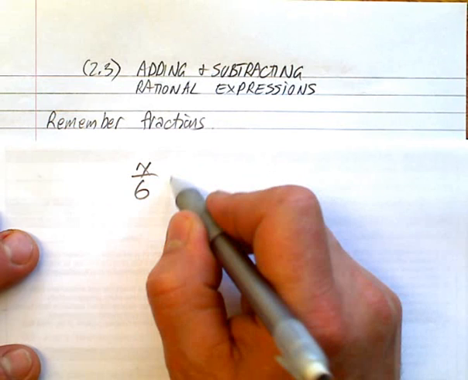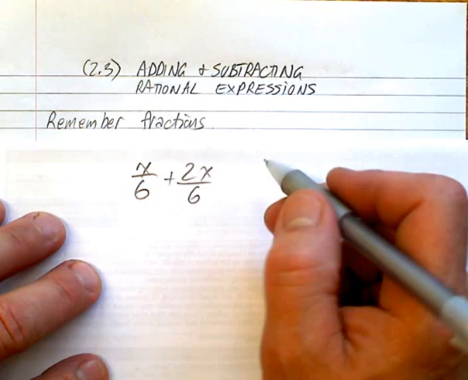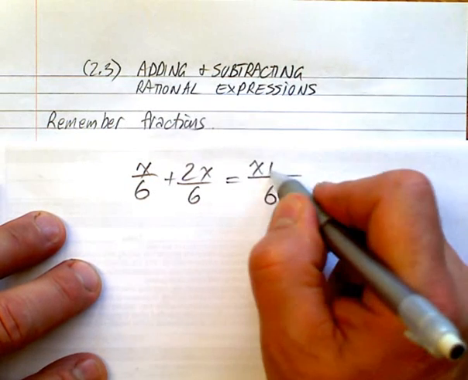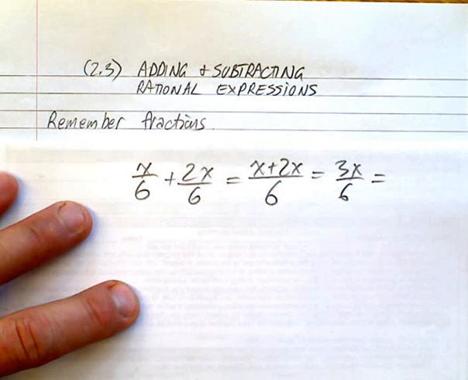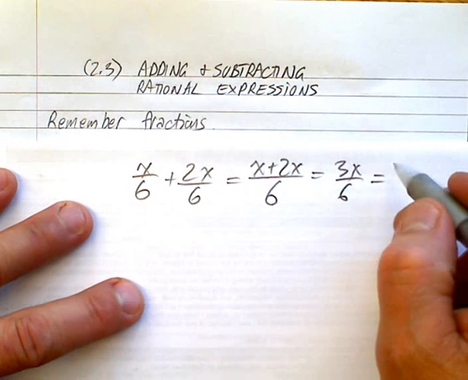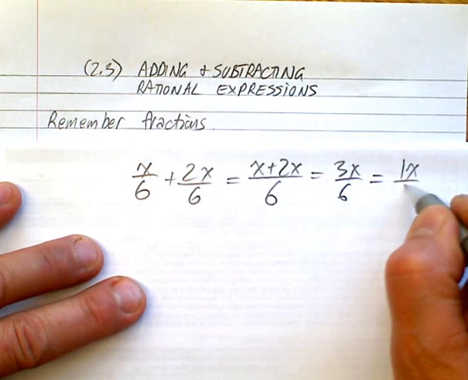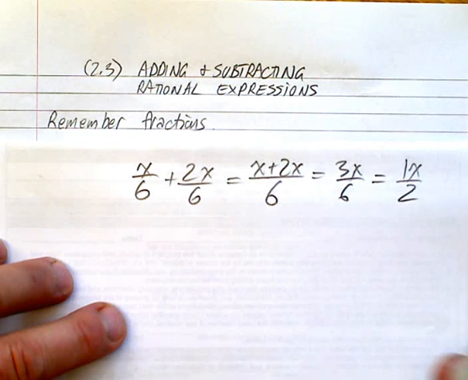If you have x over 6, 2x over 6, and you are adding them together, hopefully you can see you already have a common denominator, so you're simply adding the numerators. You get 3x over 6. You're almost done. At this point, as I've told you, you need to simplify or reduce all the time. So this is simply 1x over 2, and some of you might like to call it just x over 2. That easy, no big deal, right?